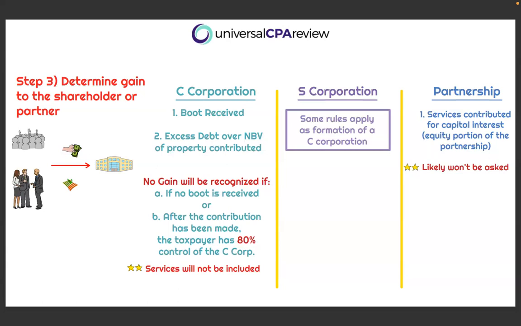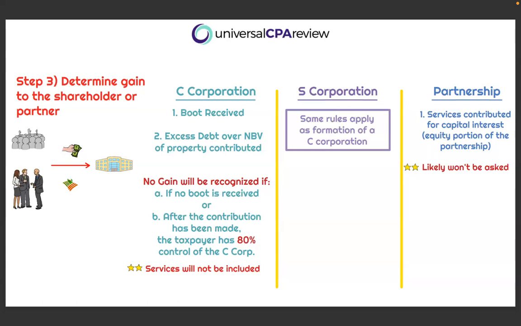And then in addition to that, another way that they can recognize gain is if the property contributed, right? We're always focused on property when we're talking about formation during entity taxation. If the property contributed has debt that is associated with it in excess of the net book value, okay? So let's say John is investing in this corporation, and the property has a net book value of 100 grand and a debt associated with it of 150,000.